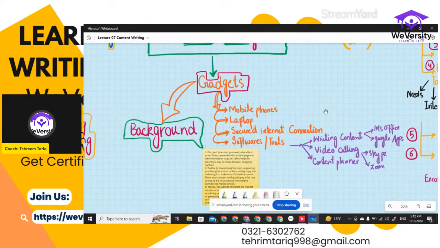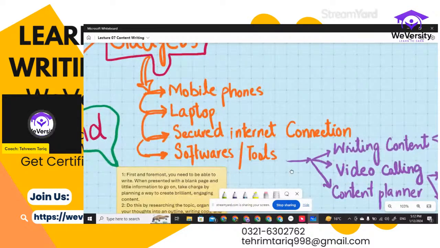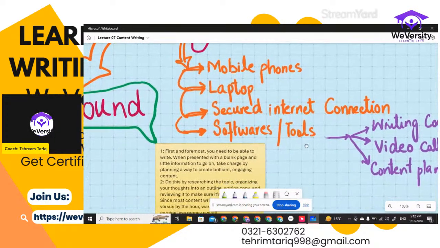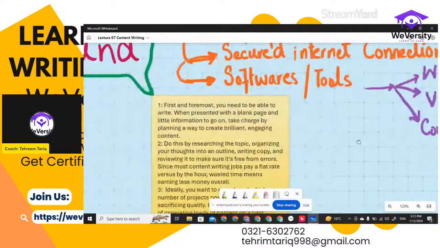Now comes the second question: what are the gadgets that you require in order to start your career as a content writer? First of all, we have a little bit of background on this. First and foremost, you need to be able to write. When presented with a blank page and little information to go on, take charge by planning a way to create brilliant, engaging content. So this is how you can get easy success as a freelance content writer.